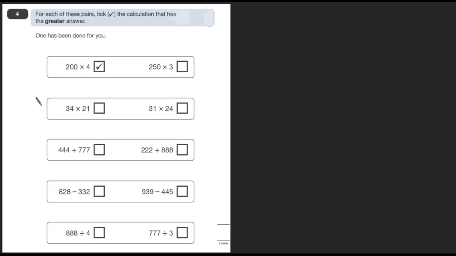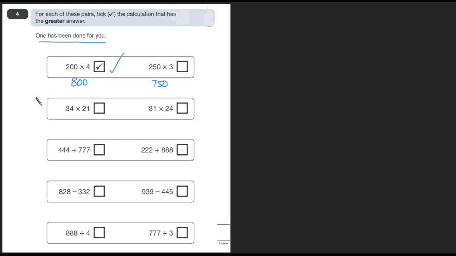Right, question number 4. For each of these pairs, tick the calculation that has the greater answer. One has been done for you. 4 times 200 is 800. 3 times 250 is 750. So definitely this is the correct answer.